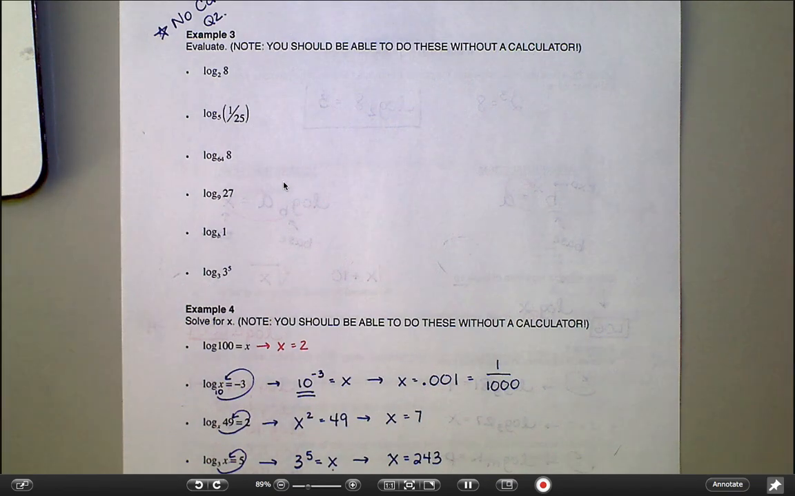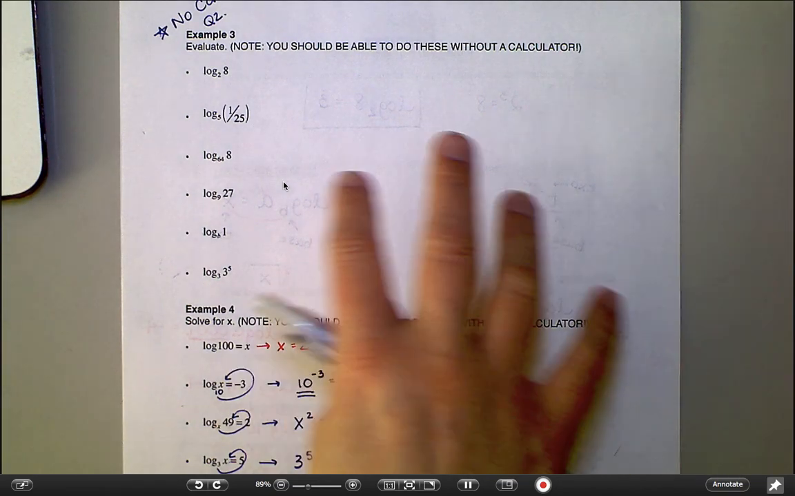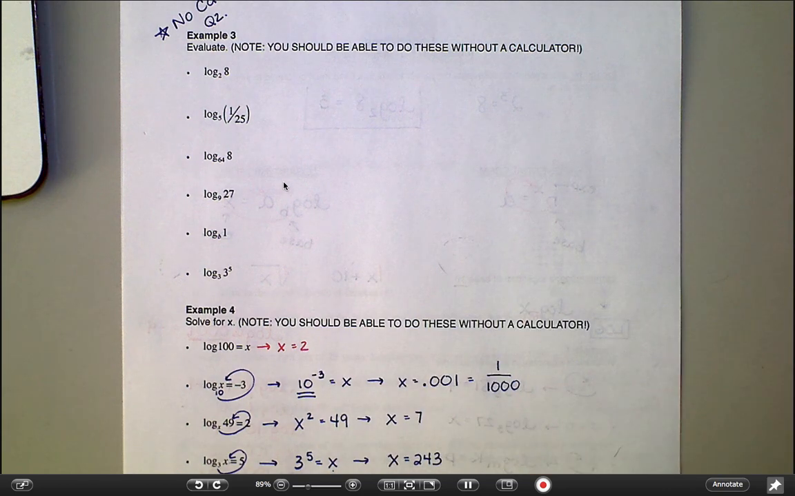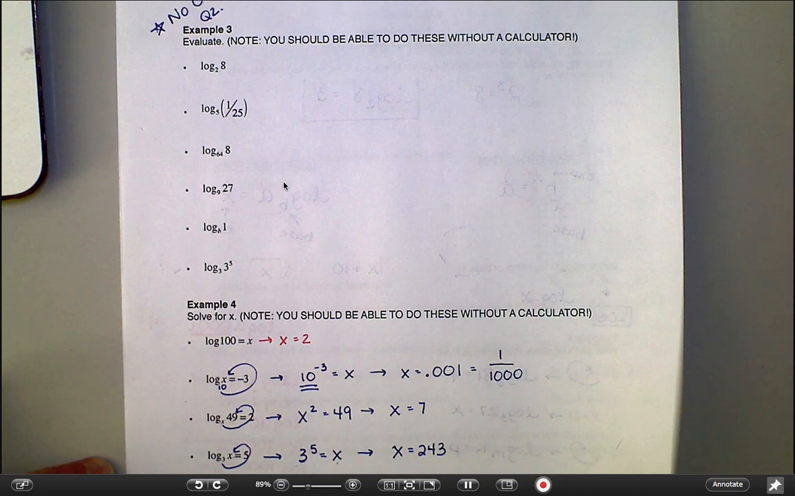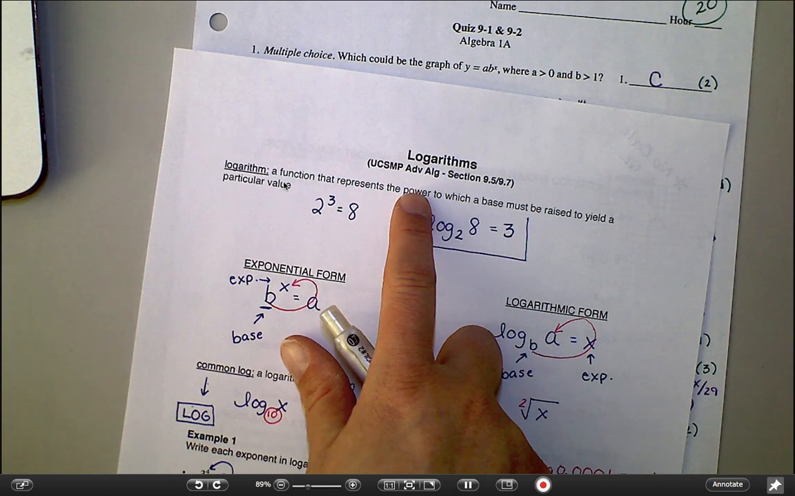Hi everyone. So this video will cover example 3 from the Intro to Logarithms notes. Just so you can keep track of where we are, this is the page in your notes you're looking for, Logarithms 9.5 and 9.7.